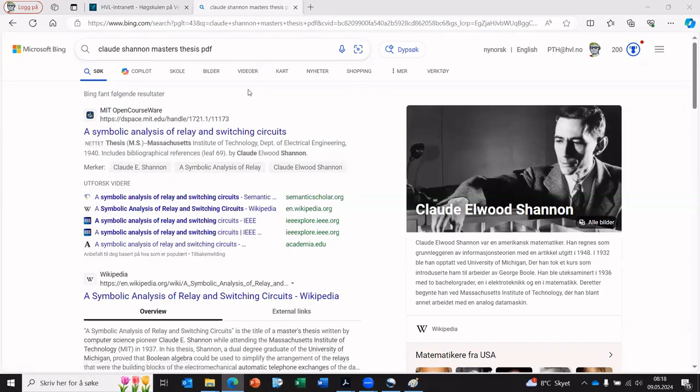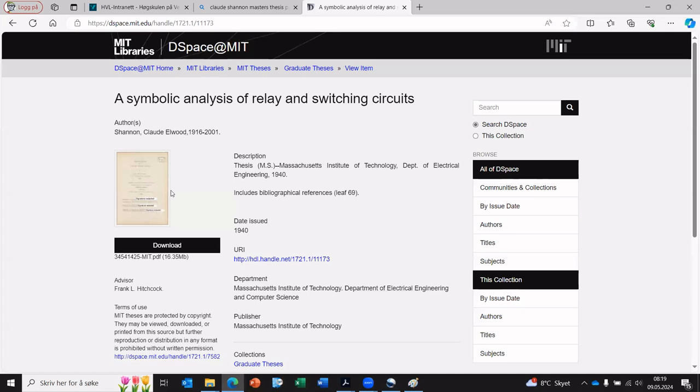So how do you find Claude Shannon's master thesis? Well, it's just to search for it on the internet. We just write Claude Shannon master thesis and PDF, and then you come to the MIT where he used to work. Here you find it, a symbolic analysis of relay and switching circuits. And then you can just go here, click and download it.